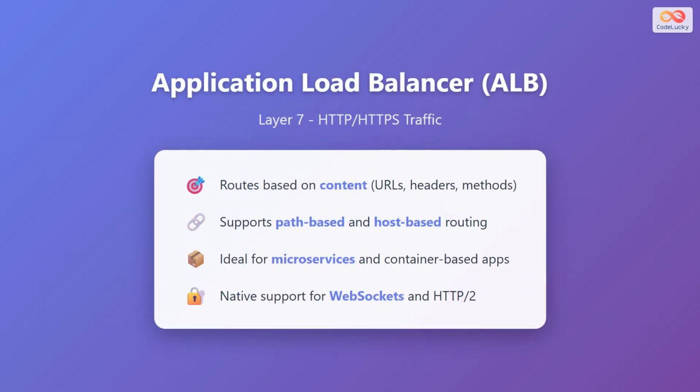The Application Load Balancer is designed for modern web applications and operates at Layer 7, which is the application layer of the OSI model. It intelligently routes traffic based on content such as URLs, headers, and HTTP methods. ALB supports both path-based routing, where different URL paths go to different servers, and host-based routing, where different domain names route to different targets. This makes it perfect for microservices architectures and container-based applications. It also has native support for WebSockets and HTTP version 2 protocol, making it ideal for real-time applications and modern web services.